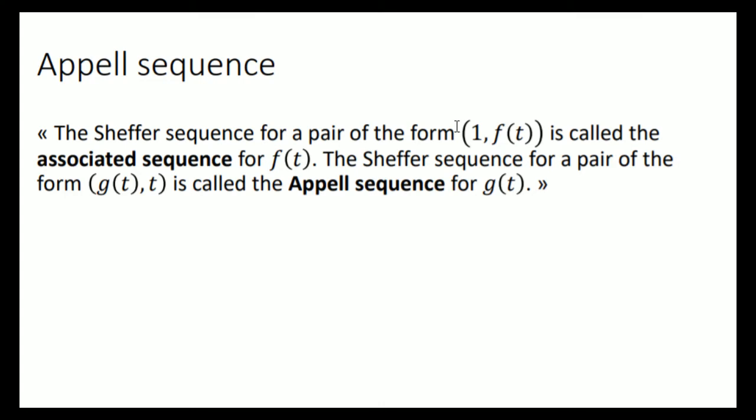And there's another special case: if f is equal to t, it's called an Appel sequence, an Appel sequence for g of t. And as I mentioned earlier, some other properties apply that are very specific.